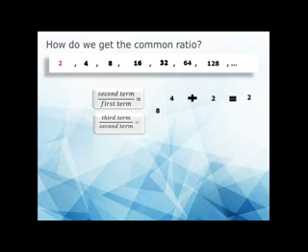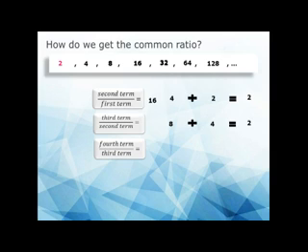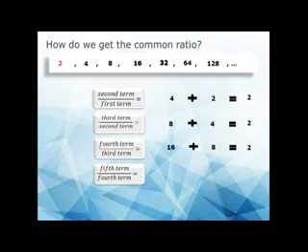And then we have 8 divided by 4 is also equal to 2. And 16 divided by 8 is also equal to 2. And then we have the fifth term divided by the fourth term is also equal to 2. Now, why did we check it to all the given two consecutive terms in the sequence?